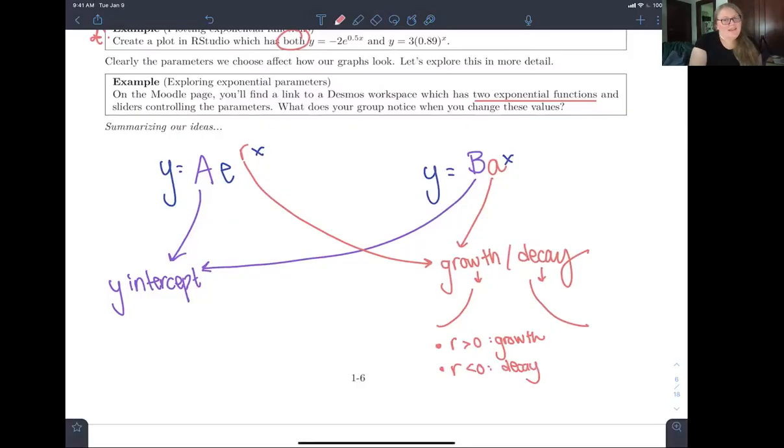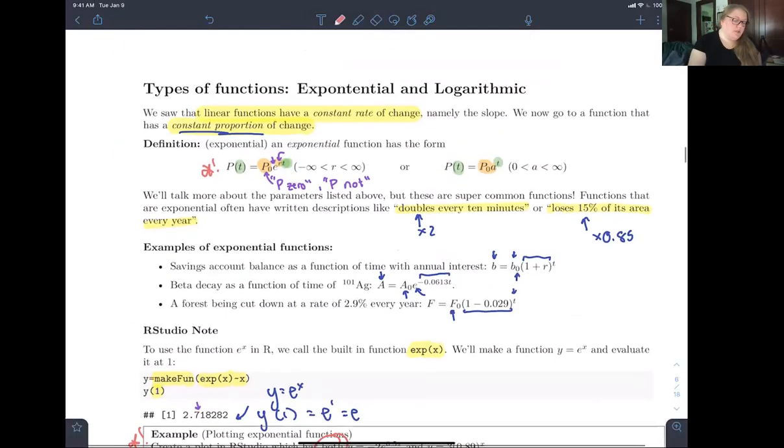Now for A, it's a little bit different. If A is greater than 1, we have growth. If A is less than 1, we have decay. Now, just a quick reminder, when we determined these functions earlier, we skated over the range of possible values, right? In this one, R can be anything. But in this one, A can't be negative.